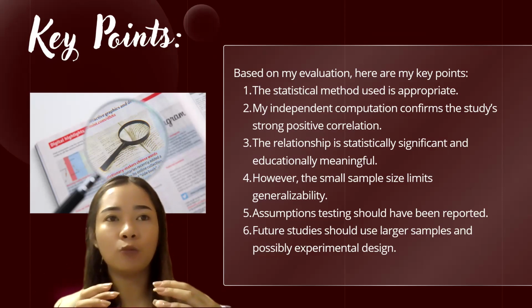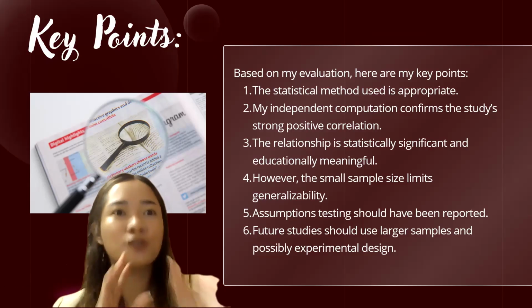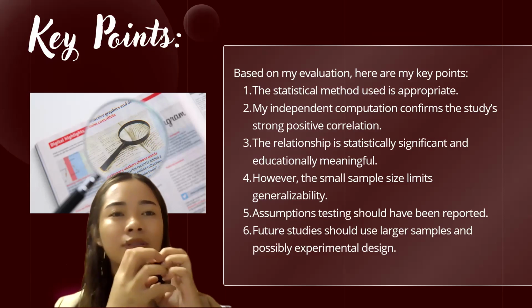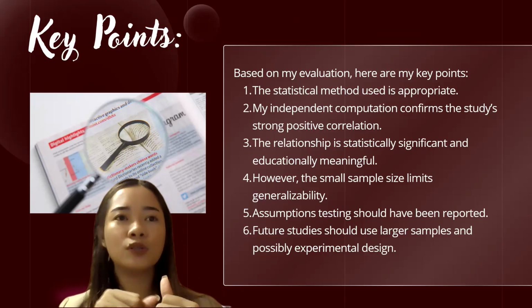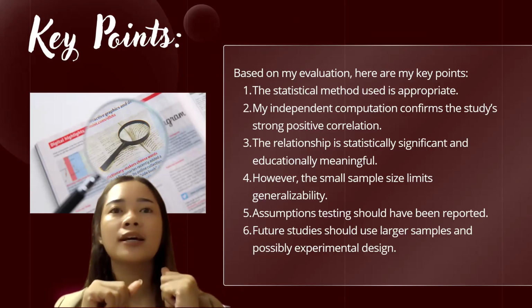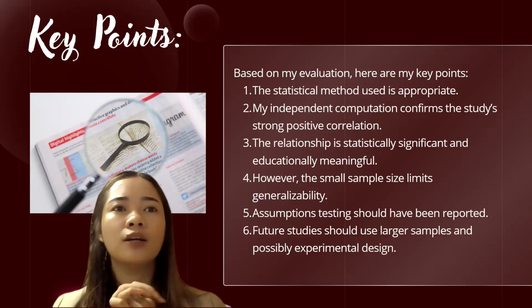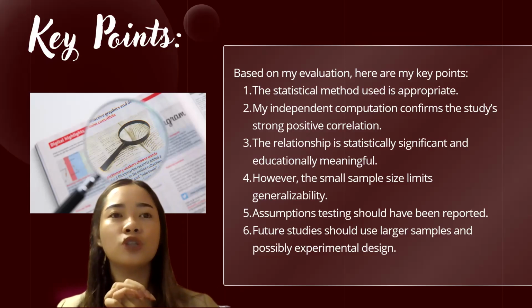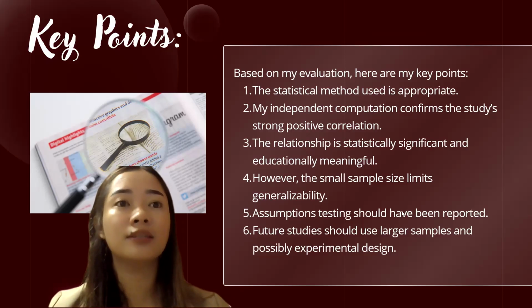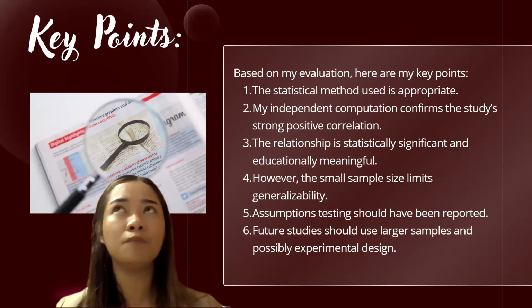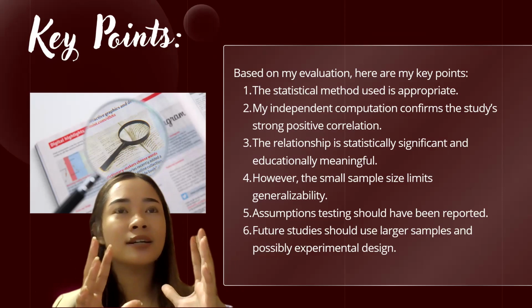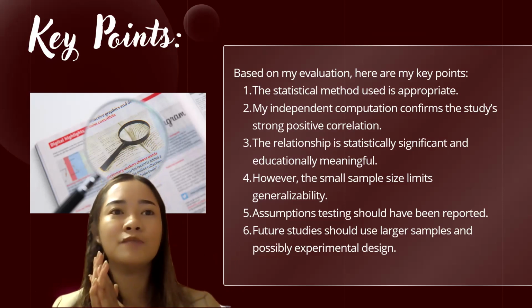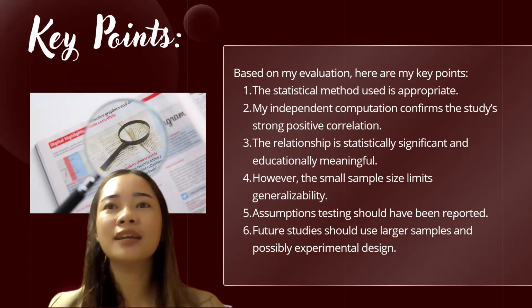I think we can also assess other grade 6 learners from other schools so that the sampling would be greater than using only 14 students or learners. Assumptions testing should have been reported, and future studies should use larger samples and possibly an experimental design. And I think this study can be a combination of quantitative and qualitative study. Next.